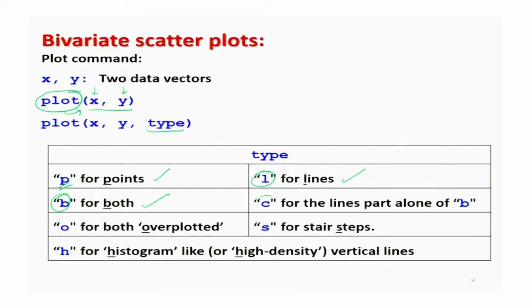Then similarly, if you try to take here C, then if you try to see in both options, only the remaining part is there. If you try to take here O, then it is overplotted, S is for stair steps, H is for histogram types or high density vertical lines. What these are, how the graphs will look under these types of options, I will try to show you on the same data.